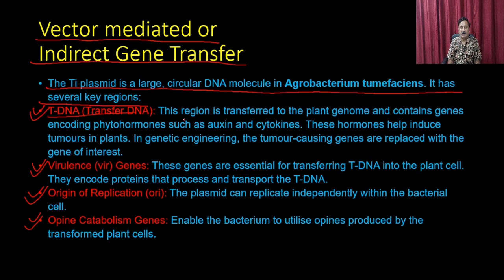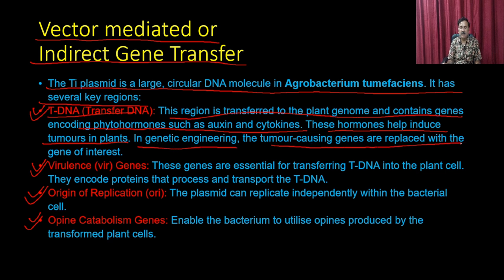The tDNA is the region that is transferred into the plant genome, and it contains the genes encoding the phytohormones such as auxin and cytokinin. These hormones help to induce tumors in the plant. In genetic engineering, the tumor-causing genes are replaced with the gene of interest. The vir genes are essential for transferring the tDNA into the plant cells. They encode the proteins that process and transport the tDNA.